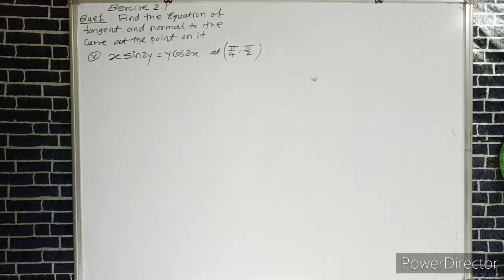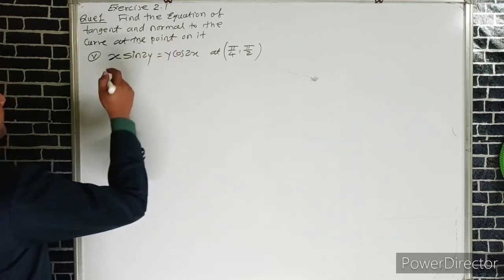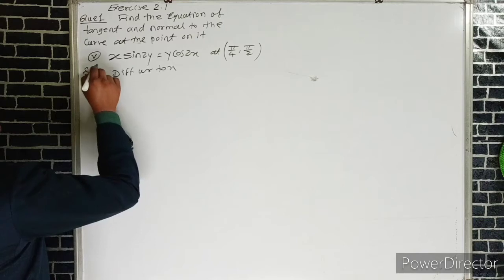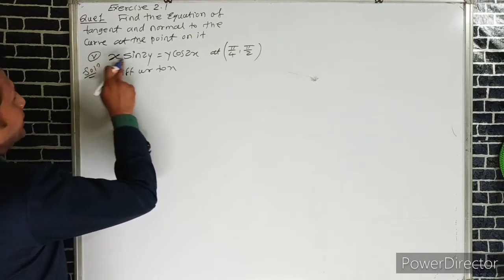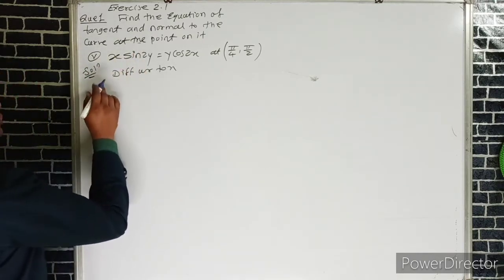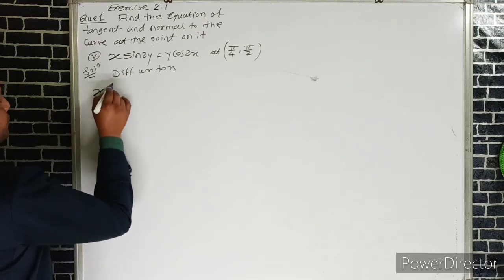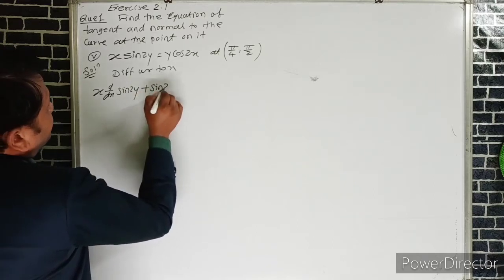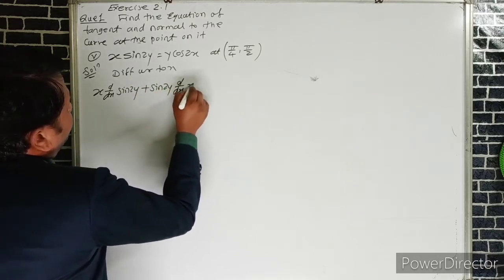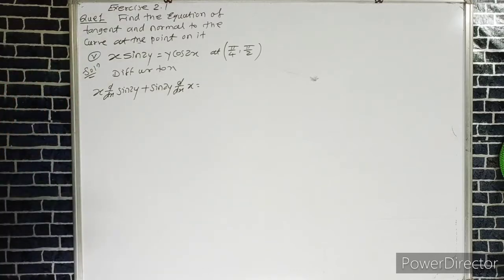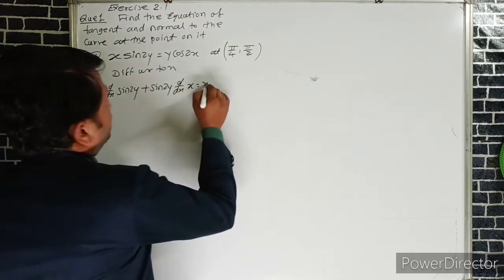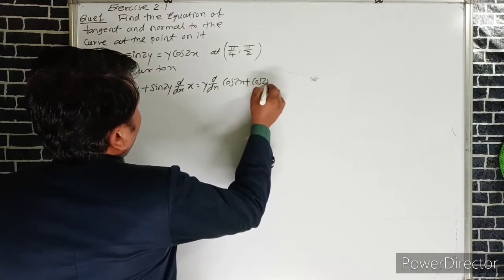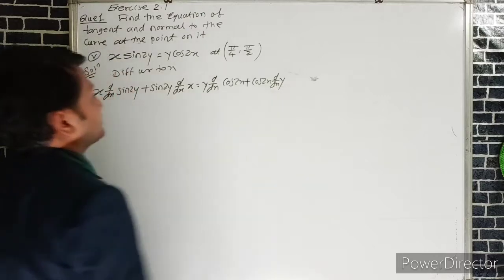So here again, the slope of tangent and slope of normal. First we differentiate the given function with respect to x. The left hand side is x into sin 2y. Using the u into v rule, we differentiate x into derivative of sin 2y plus sin 2y into derivative of x. Again on the right hand side we use y into derivative of cos 2x plus cos 2x into derivative of y.